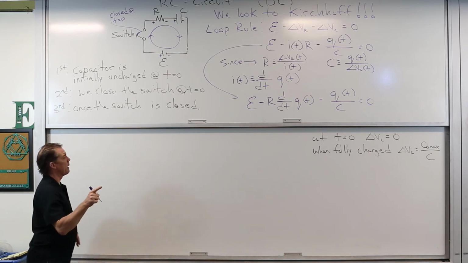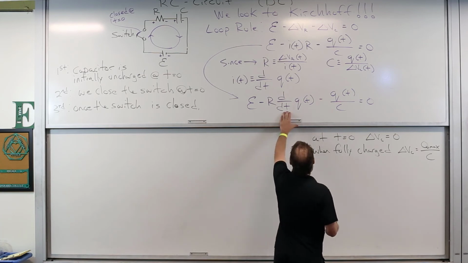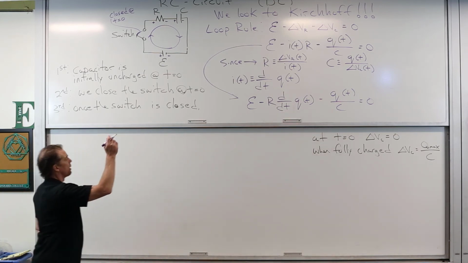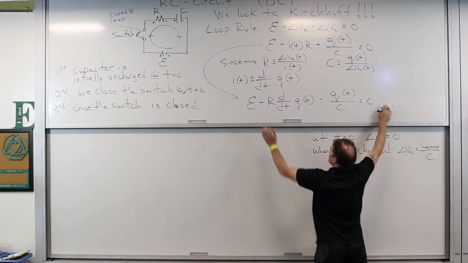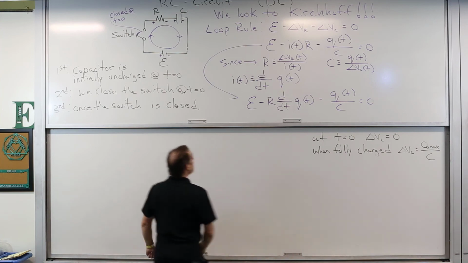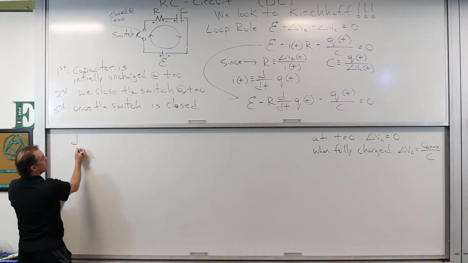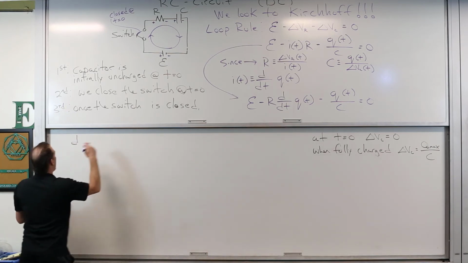So I'm gonna go ahead and I'm gonna take this and solve this for d by dt of q of t. So I'm gonna move this to this side, I'm gonna move this to this side, and I'm gonna divide it by R, and we're gonna get ourselves that d, actually I'm gonna move this to the other side, so we've got positives.